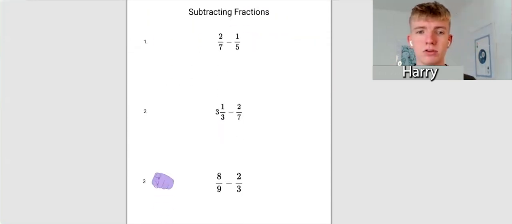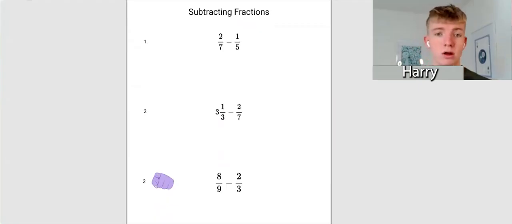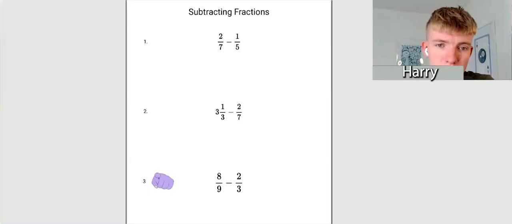Okay, moving on to subtracting fractions. This is more or less identical to what we've just done. It's the exact same thing, but instead of adding at the end, we just take them away. Nice and easy. So once again, we're looking for our lowest common multiple of these denominators. In this case, 35. So I'm going to write 35 out below.